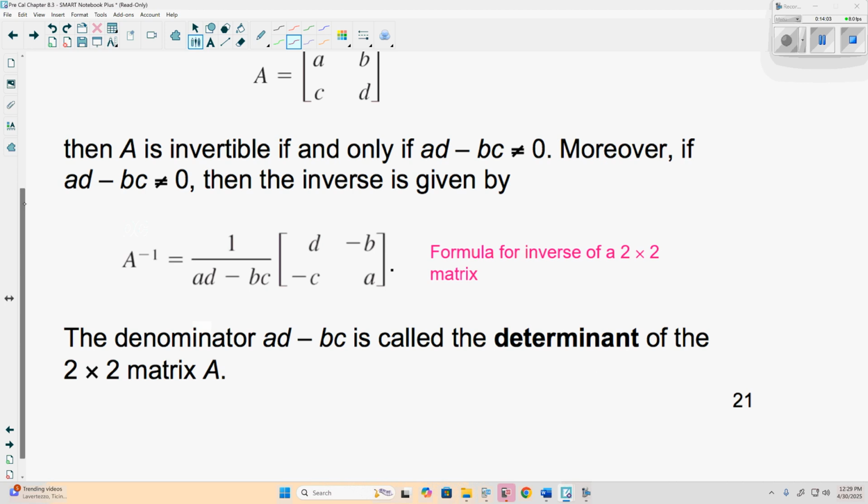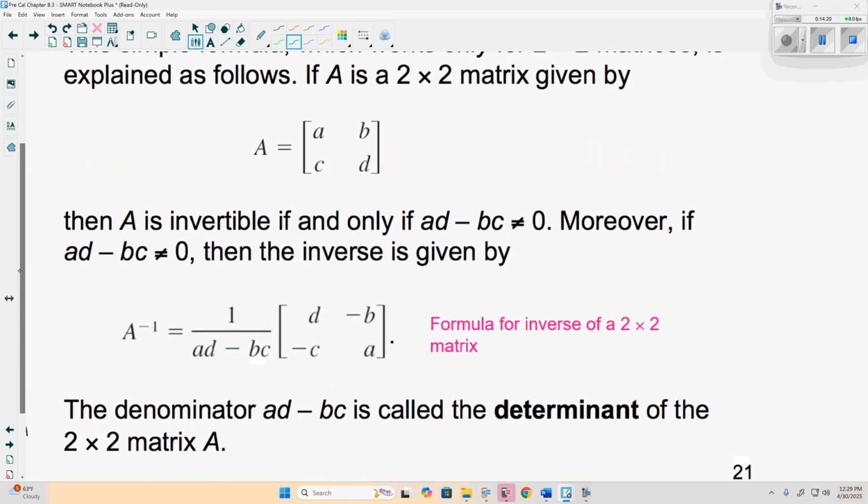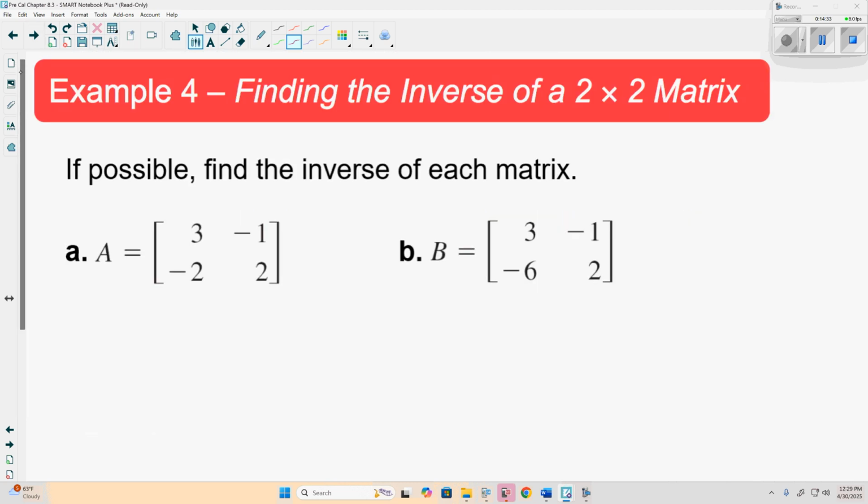Now, the denominator, AD minus BC, is the determinant of matrix A. And if this determinant is 0, it is not invertible, it's singular. We cannot have an inverse. And this, for the most part, isn't bad, but it can cause some issues, especially when you're trying to do row operations and you don't know that it's not invertible. There is no inverse. It can cause things to be a little problematic.